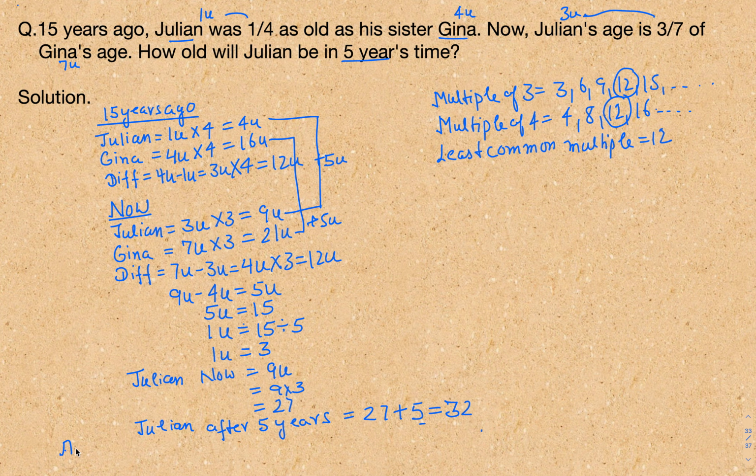So now we can write our answer quickly, that Julian will be 32 years old after 5 years, right? Or in 5 years time. You can write either way. Okay, so I think that's the solution.